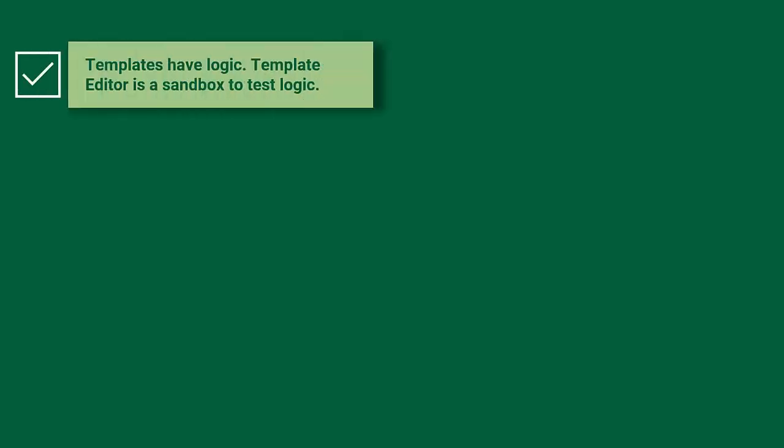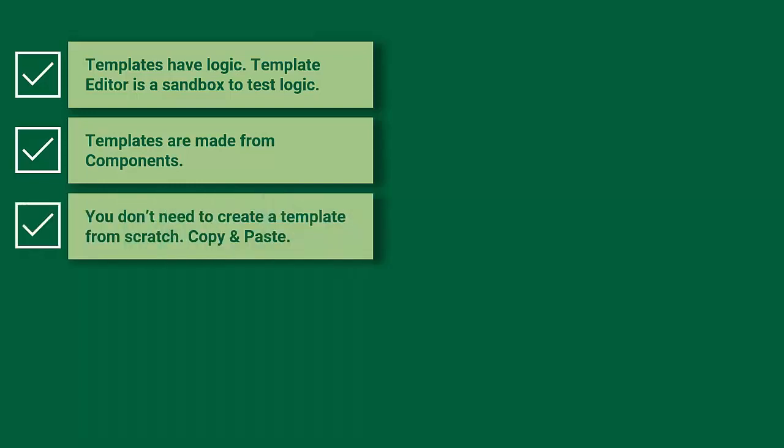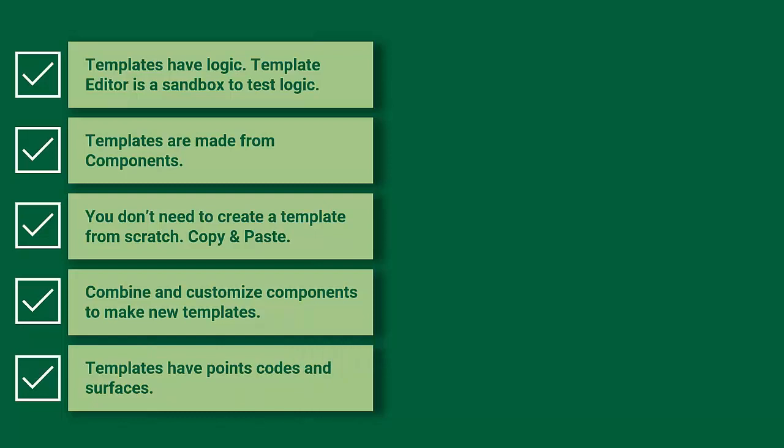Okay, so that was 10 key concepts that we feel like you need to understand and know in order to work with cross-sections in RoadEng. Let us quickly go through them one more time. Templates have logic. That template editor is your sandbox to test the logic as well as to build it. Templates are made from components that have a left and a right usually. You don't need to create a template from scratch. Copy and paste it. You can combine and customize components to make new templates and leverage the eLibrary for that. Lots of resources in there in terms of cool components.